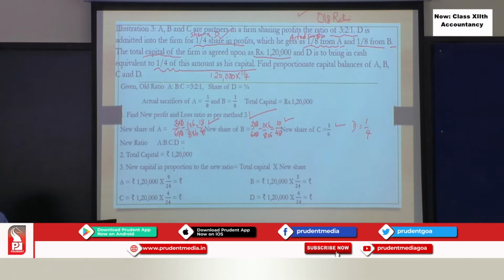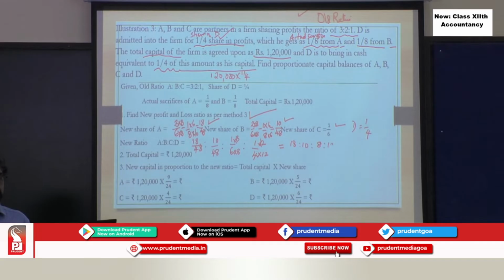So let us find the new ratio. A's share is 18 upon 48, B's is 10 upon 48, and C's share is given as 1 upon 6. We will convert this into denominator 48 by multiplying the numerator and the denominator by 8. The share of D is 1 upon 4, so this also we will convert to the denominator 48. We will multiply by 12. So we are getting the new ratio 18 is to 10 is to 8 is to 12.